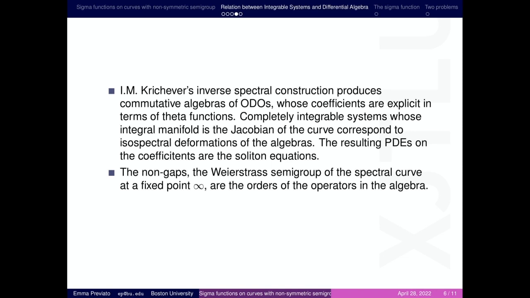Okay. So what I'd like to talk about now is the differential algebra aspect. The interesting thing is that the orders of the operators in the algebra, which I already mentioned when I mentioned the rank, correspond to the Weierstrass semigroup of the spectral curve. And this can be seen because of, let me see if I have my example in the next page. Yeah.